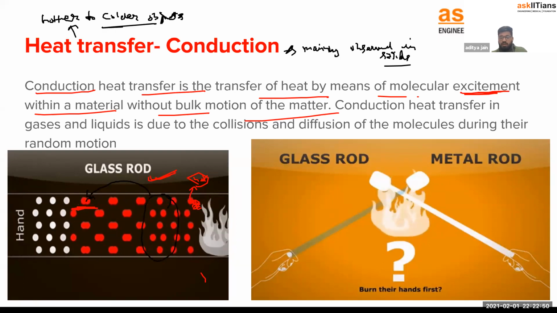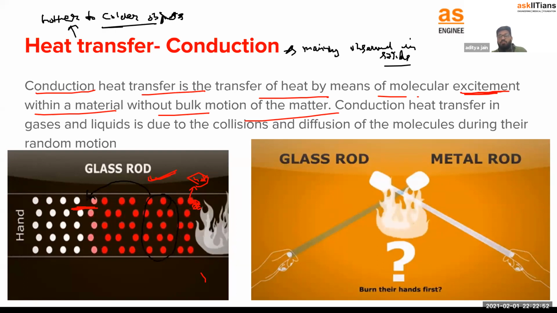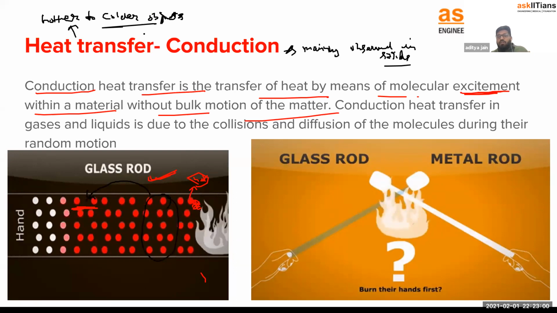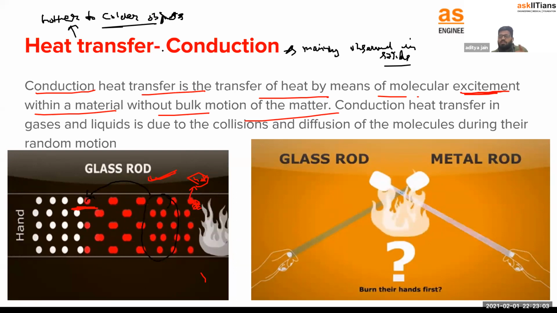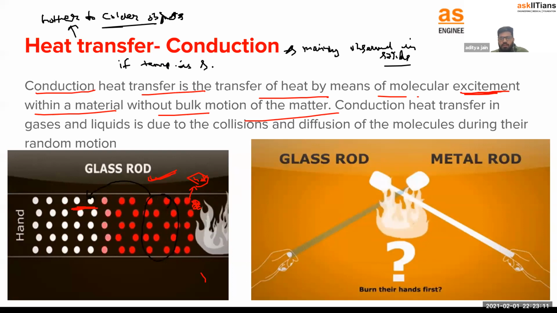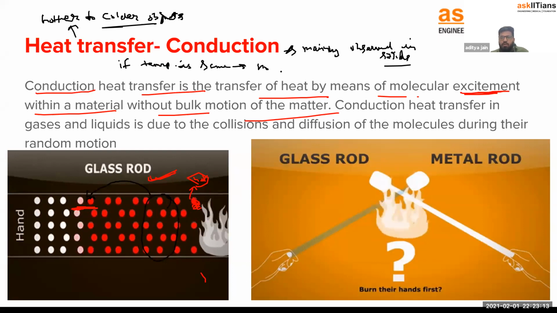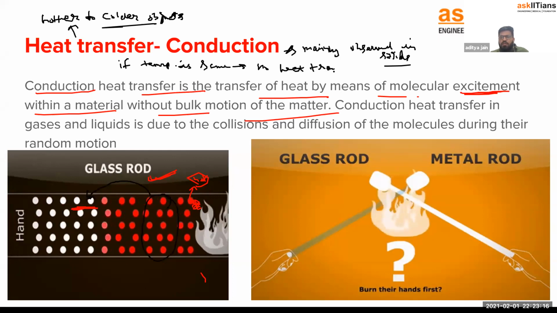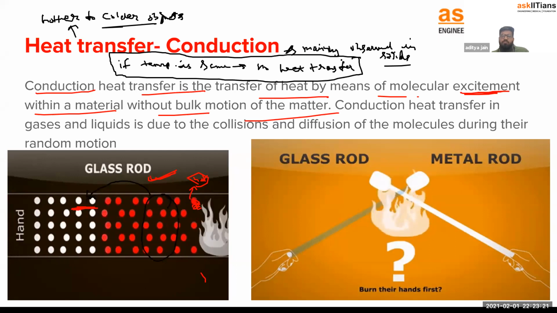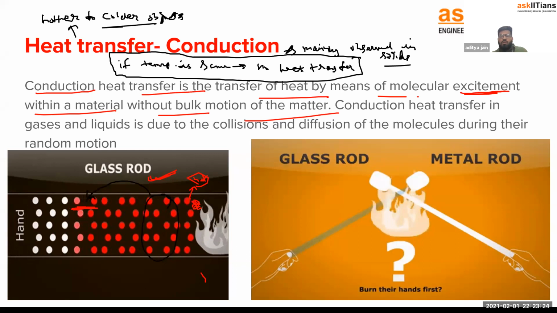One question will arise in your mind: what will happen if the temperature of both bodies is the same? The temperature, which we learned in the last class. Then no energy transfer or heat transfer will take place, because both have the same temperature. So you can write, if the temperature is same, there will be no heat transfer. Heat transfer only takes place if there is a temperature difference, from the hotter body to the colder body, or from the hotter end to the colder end in case of conduction.